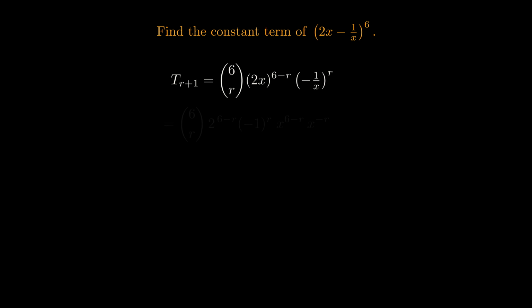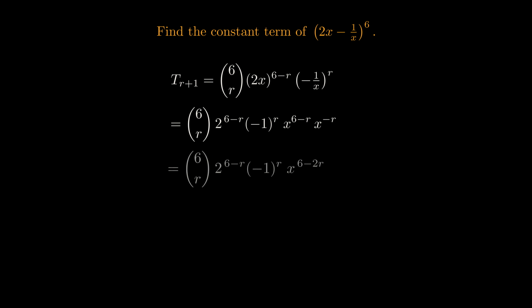Write the general term. 6 choose r, times (2x) to the 6 minus r, times (minus 1 over x) to the r. Collect the powers of x. From the 2x part, you get x to the 6 minus r. From the 1 over x part, you get x to the minus r. Add the exponents, 6 minus 2r.